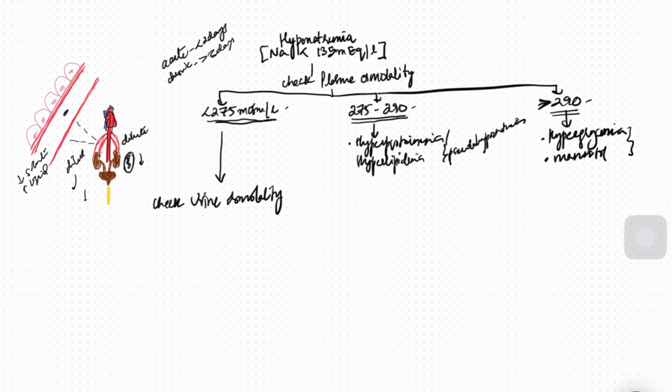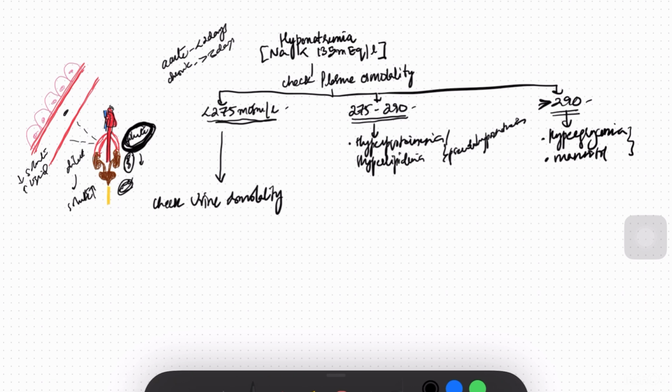But if we have dilute fluid, dilute blood, but our urine is concentrated, that would mean that maybe the reason the blood is dilute in the first place could be because the kidney is sending out all the solute, right?